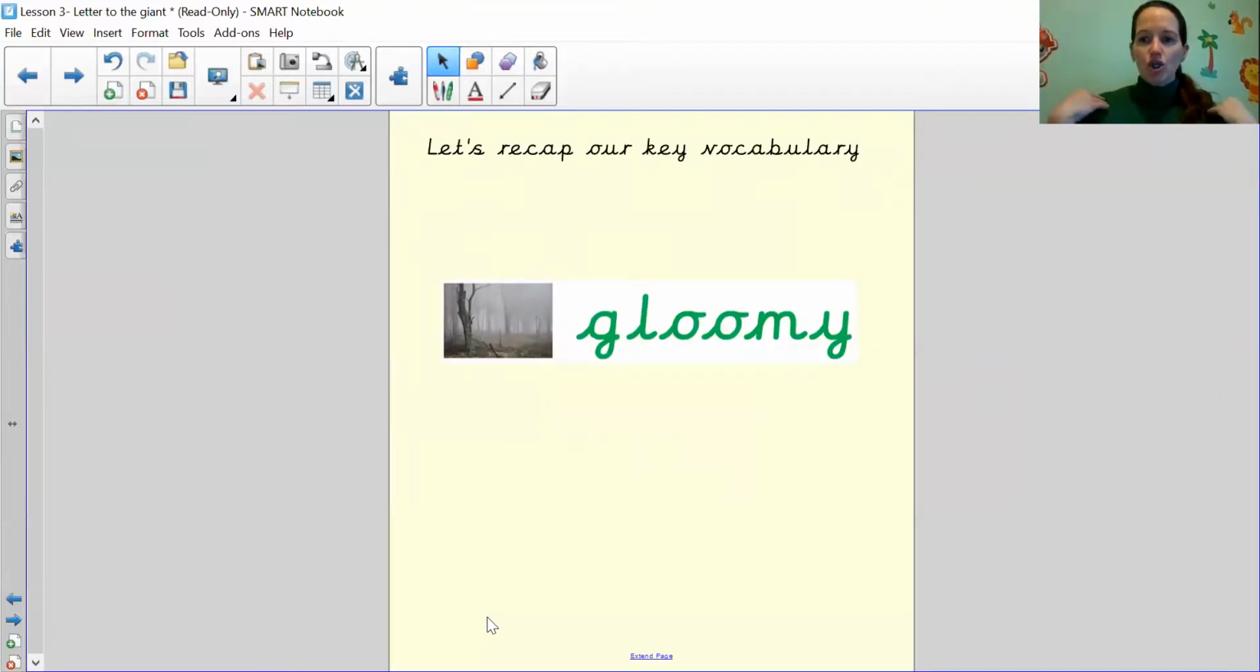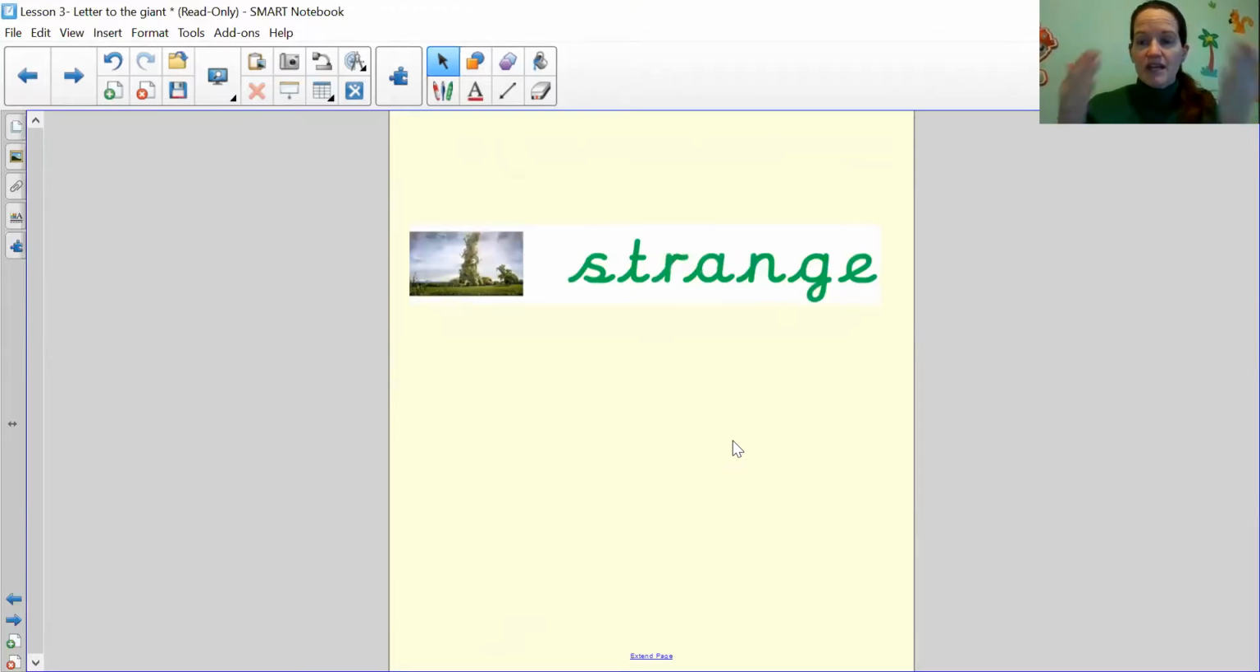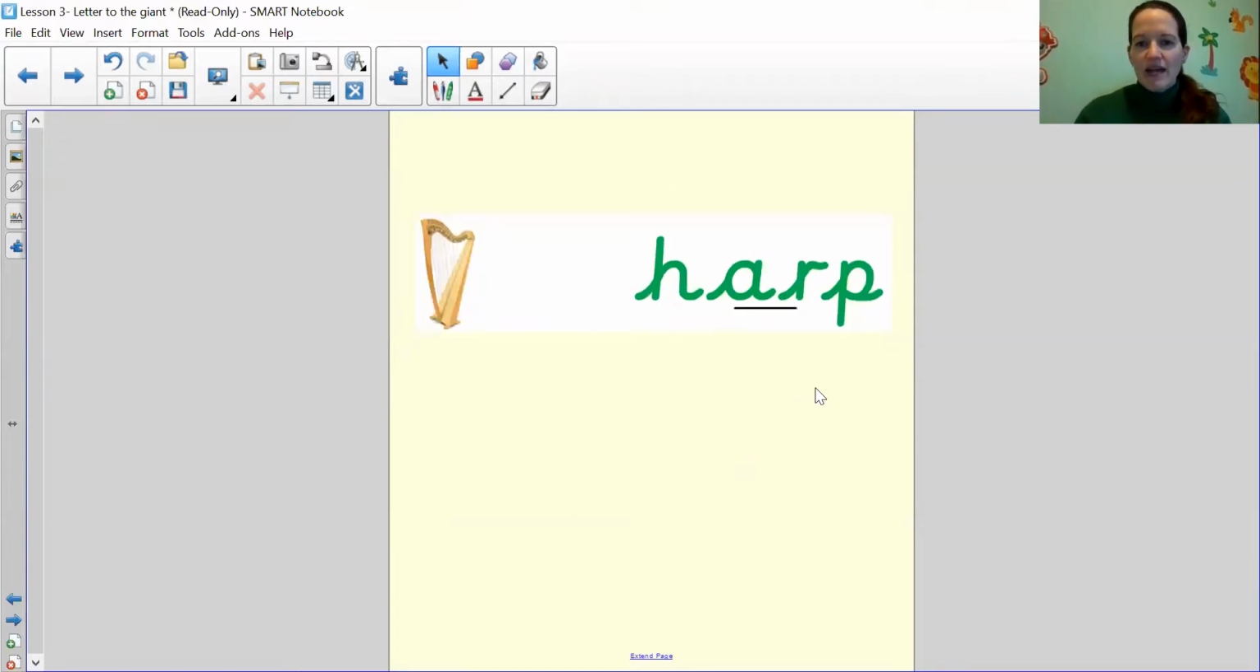We have gloomy, and we have that ooh sound in the middle. Gloomy is sort of when it's dark or you're feeling sad or you can't see very well. It could be gloomy out, or I'm not feeling very well, I'm kind of gloomy. Strange. It's very strange to see a beanstalk growing. Harp, and here we have the R sound. Now, in some stories of Jack and the Beanstalk, Jack also steals a magic harp. So we have harp. Well done.